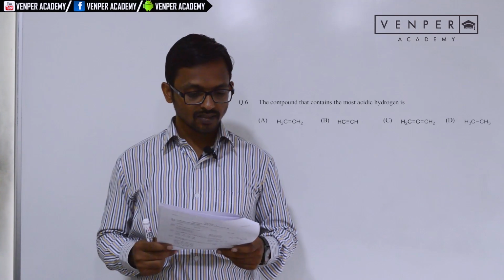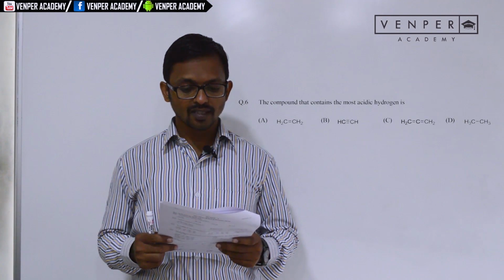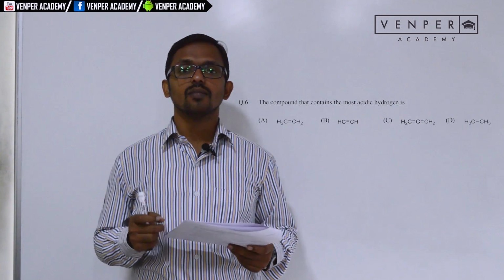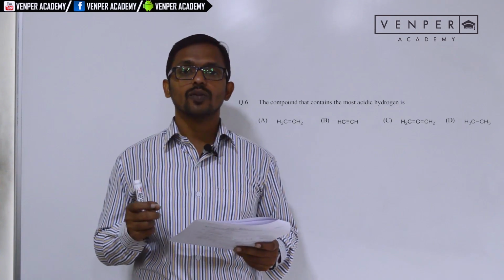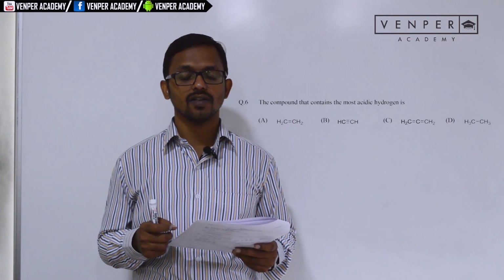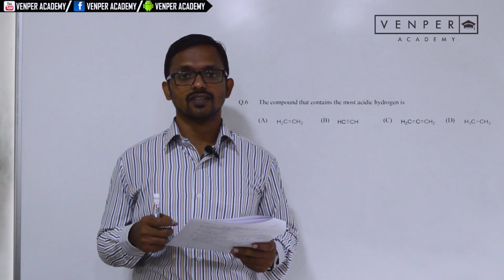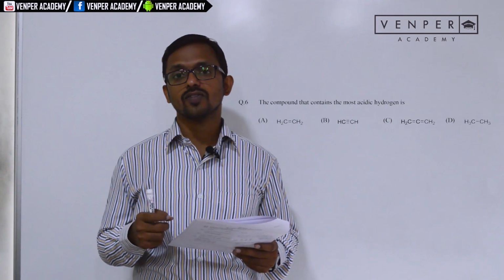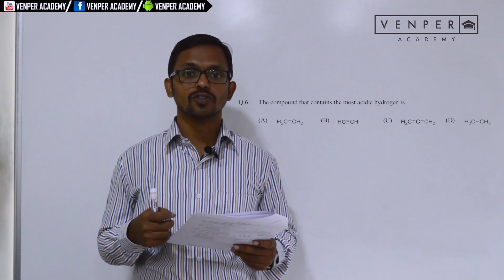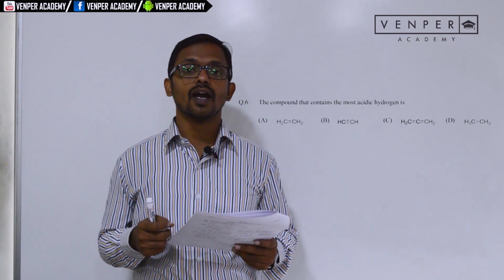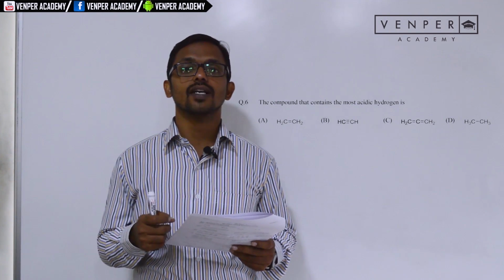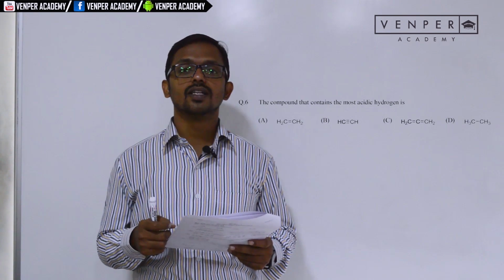Question number 6. The compound that contains the most acidic hydrogen is. In the given 4 options, option B is correct, because when the hydrogen is attached to the sp carbon, it is more acidic in nature because of high s character. Among sp, sp2, sp3, sp has more s character, so it also has more electronegative character. That is the reason why hydrogens which are attached to the sp carbon are more acidic in nature. So, option B is the correct answer.